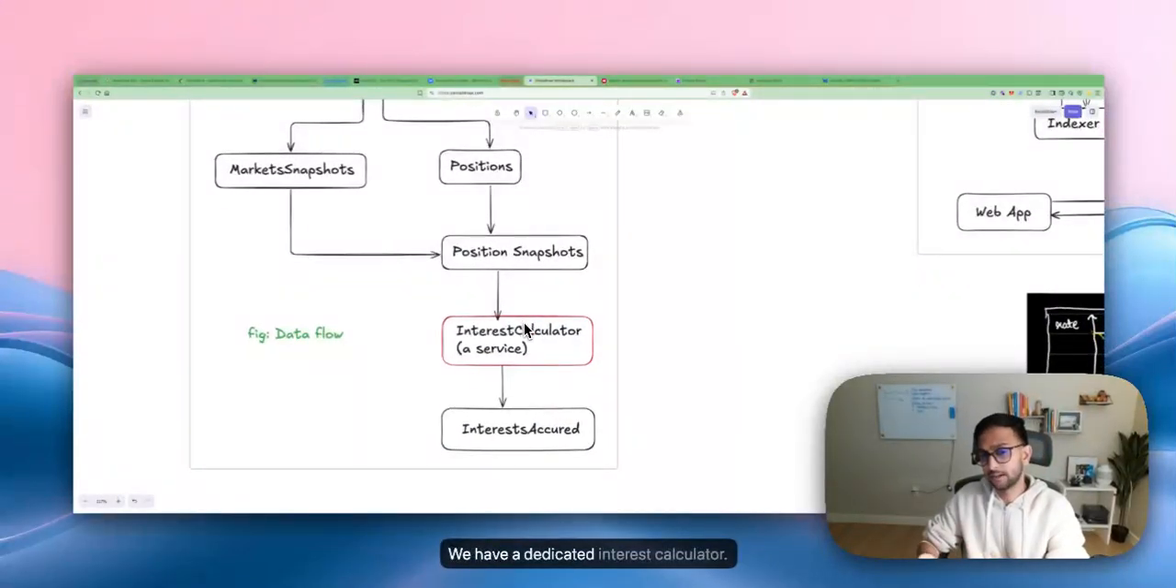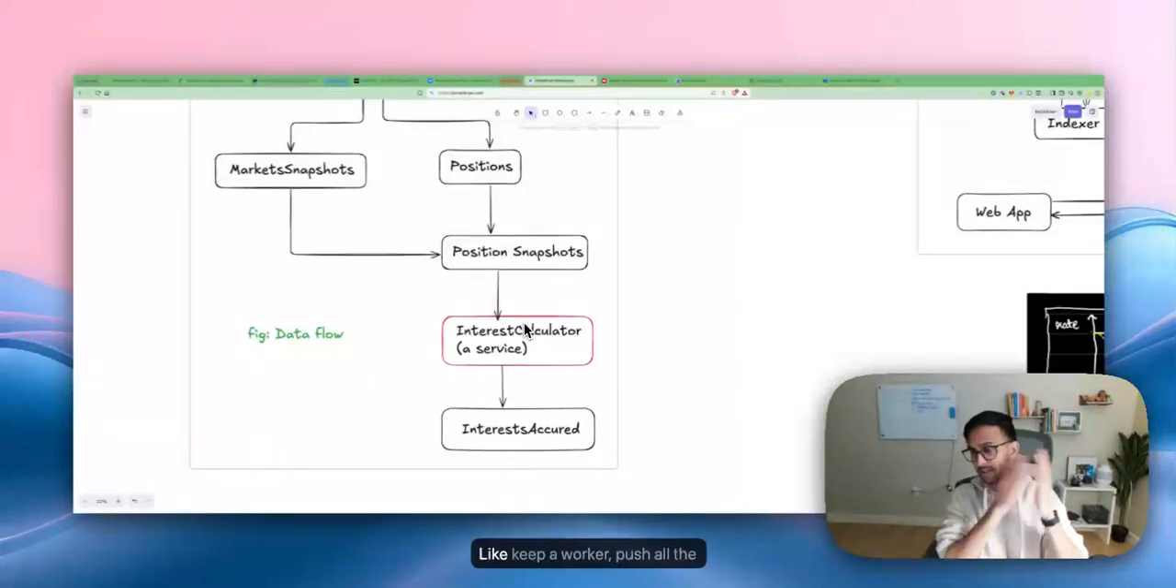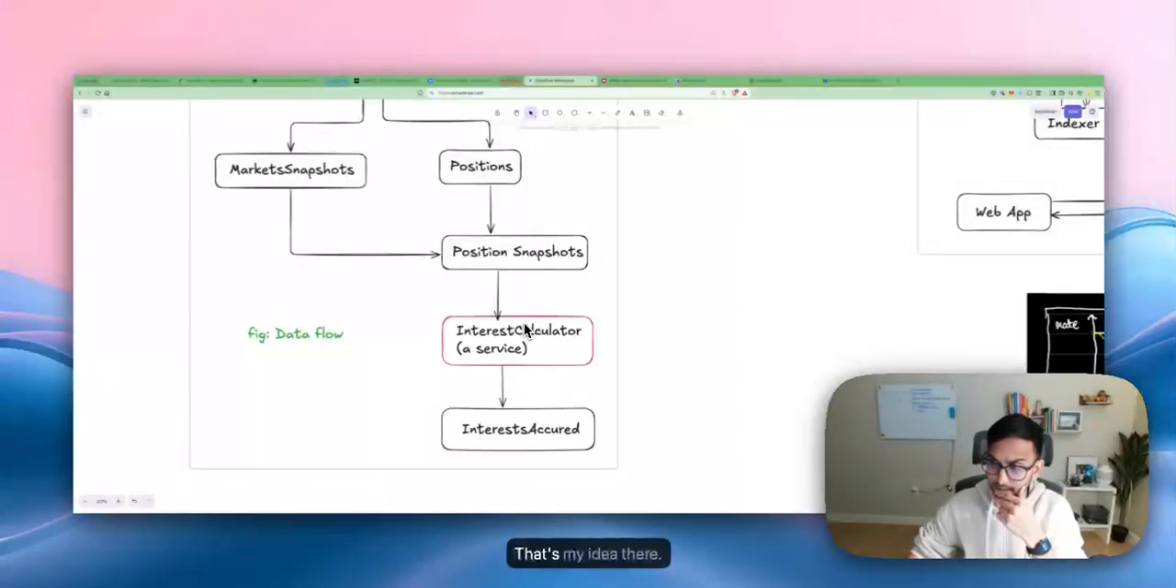And we have a dedicated interest calculator. This is what I intended to do in the queuing services: keep a worker, push all the reimbursements to the queue, and it processes them one by one. That's my idea there. And finally, everything is stored in the interest accrued table.